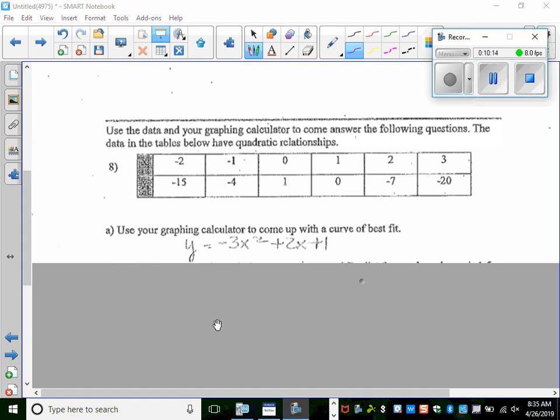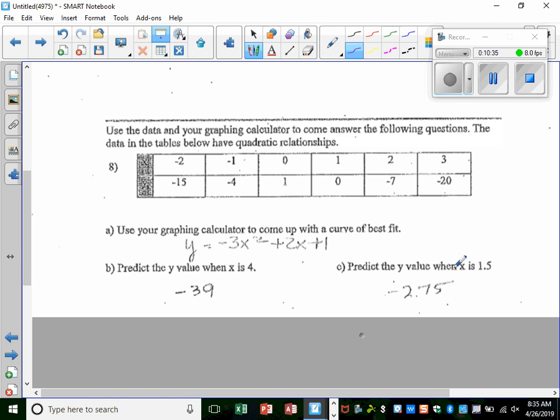Now I want you to go to your table when x is 4 and tell me what the y value is. And then you'll have to change your table for part C when x is 1.5. Okay, who has the prediction when x equals 4? All right, negative 39. And this one right here, when you put the positive 1.5 in, second window, you should get negative 2.75. Is that what you had?